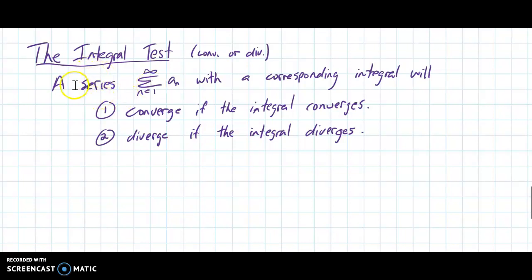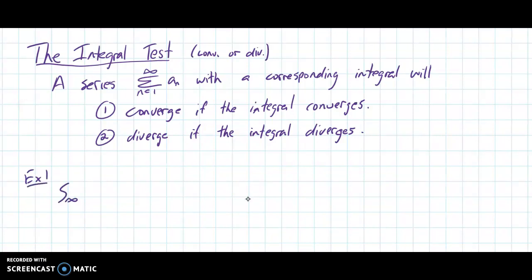But what the integral test says is that if I have a series and there is a corresponding integral, and I'll show you what I mean by that in the examples, then they do the same thing. If the integral converges, then the series converges. If the integral diverges, then the series diverges. And the explanation is pretty fluid, so I think it'll make sense. But before I do my explanation, I'm going to do two examples for you. First one, example one.